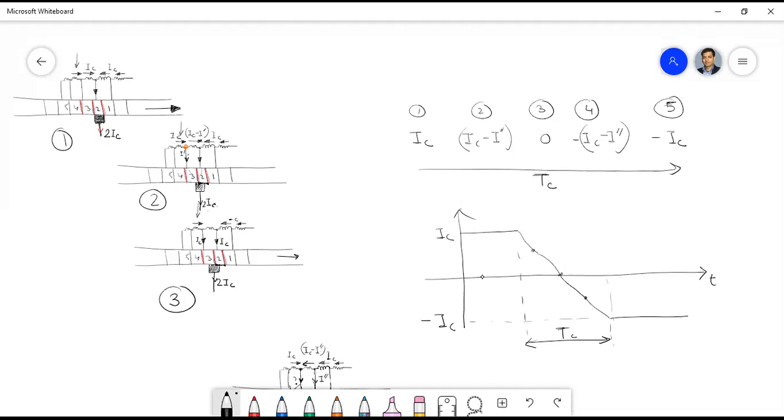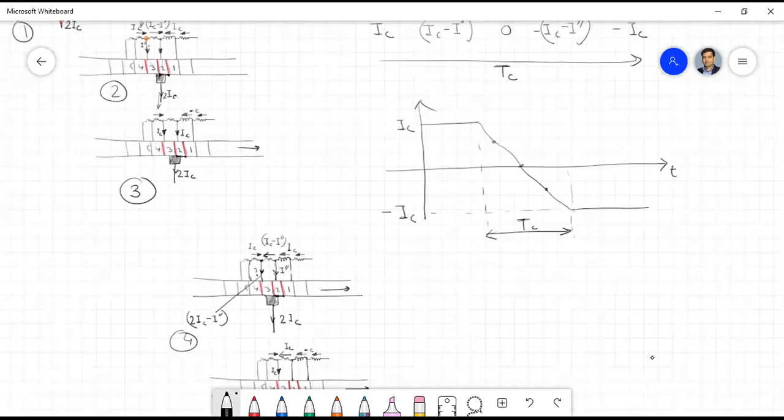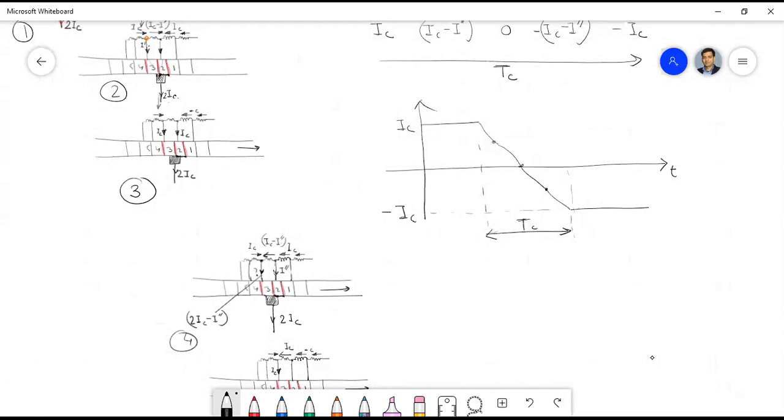So this commutation time depends not only on the RPM but on the peripheral speed of the commutator and the width of the brush. So these two are the determining factors of the commutation time Tc. So have you understood? Now this change of current from plus Ic to minus Ic determines different types of commutation.